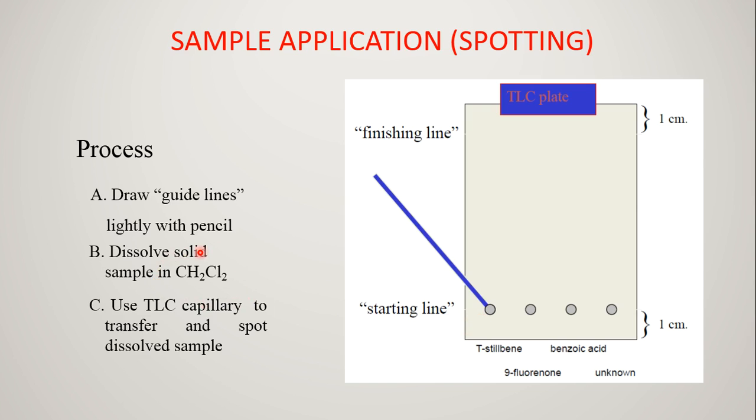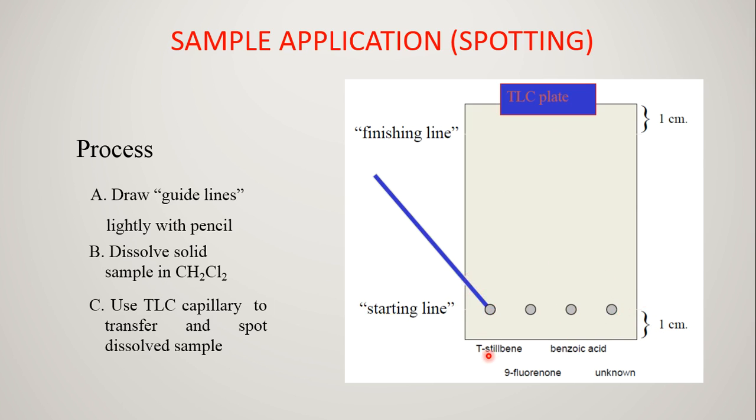So the whole volatile solvent will be removed. Use a TLC capillary to transfer, as I explained, and we can also make a finishing line, the finishing line where the solvent front reaches. So this finishing line will be around 1 centimeter apart from the edge of this TLC plate. Also the starting line will be situated at a distance from the lower edge of this TLC plate of around 1 centimeter. As shown in this diagram, there are 4 spots that have been made, total 4 spots.